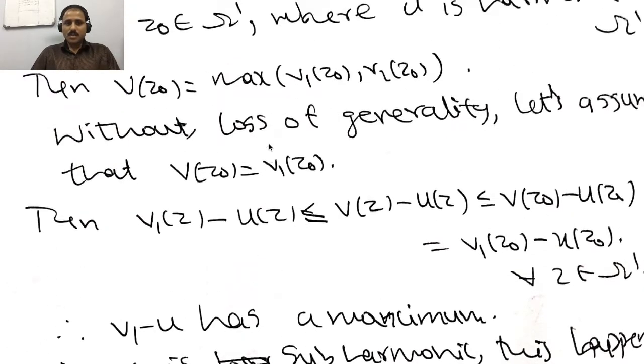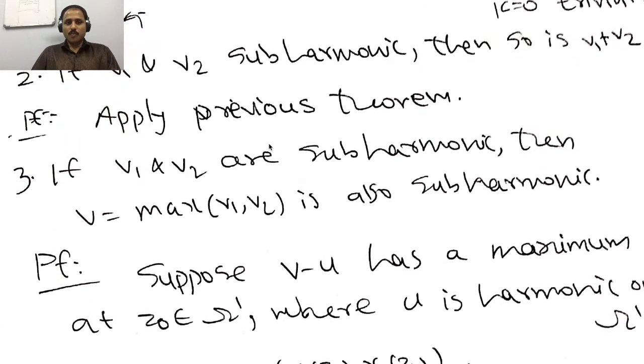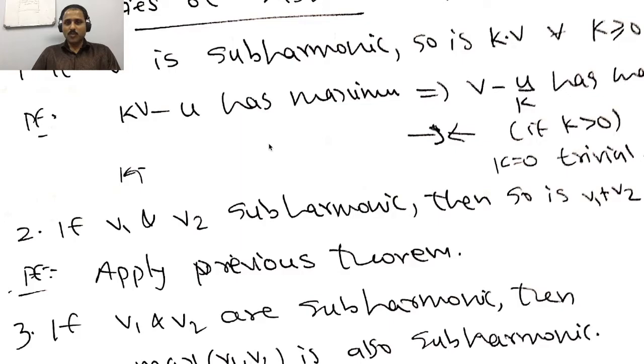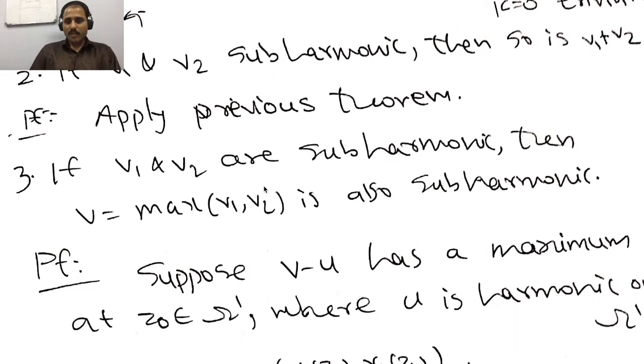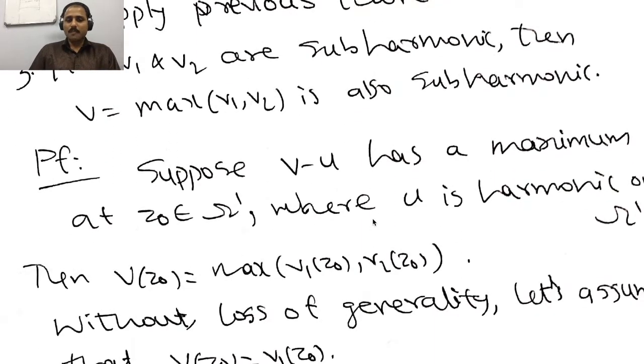Now we are going to see some properties of subharmonic functions. Some of them are very trivial. If v is subharmonic, then any positive scalar multiplied by v is again subharmonic. That is easy. Then if v1, v2 are subharmonic, their sum is also subharmonic. That follows from this previous theorem itself, the inequality, you can apply that. Now v1 and v2 are subharmonic. The maximum of v1, v2 is also subharmonic.